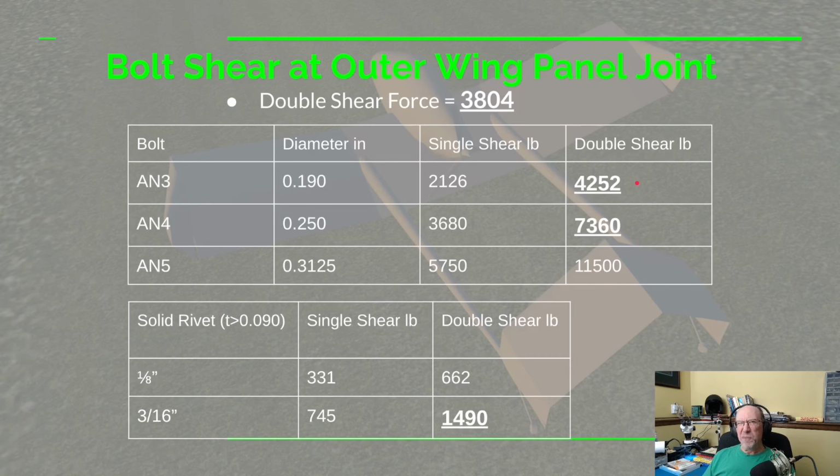Now I'm a little bit leery of using an AN 3. That's kind of small. But let's start with that and see what we learn. Oh, by the way, down here in the bottom, I also have the single shear and double shear for rivets. But of course, I want these outer panels to be removable, so we'll go with bolts.